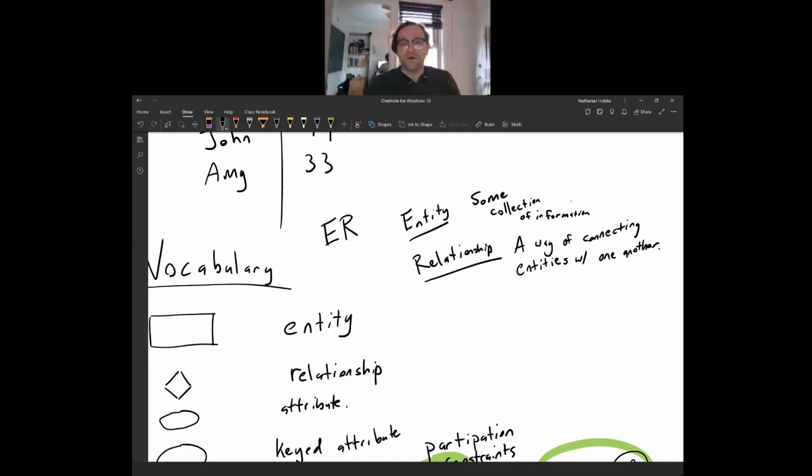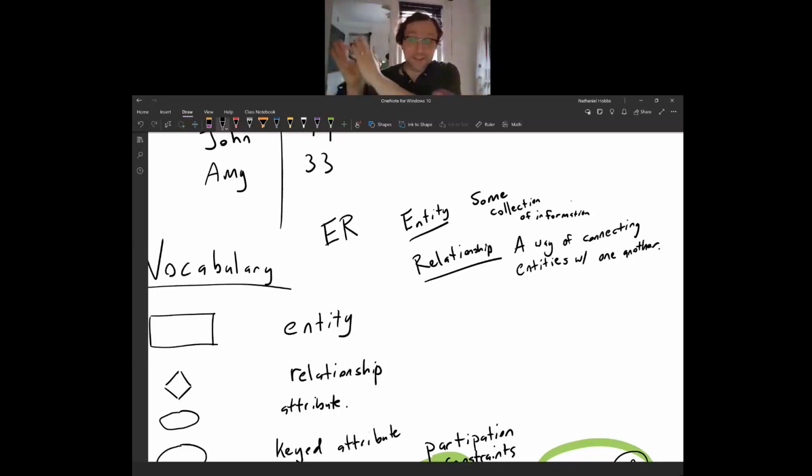Okay, so ER diagrams. E stands for entity and R for relationship. An entity, think of it like a table. It's a table with information, lots of different attributes for every entry. So it's some collection of information, like we have names and, I don't know, address, sex, whatever.